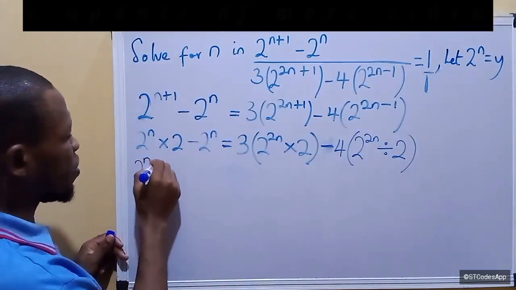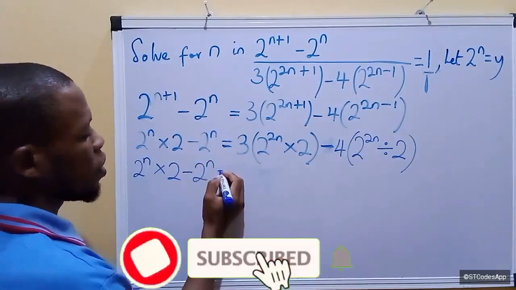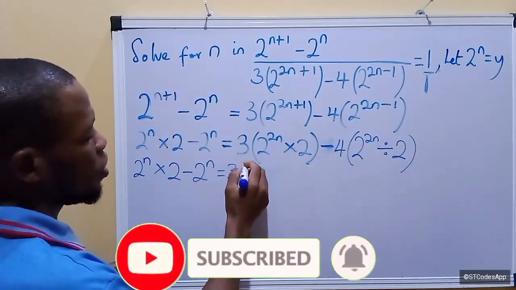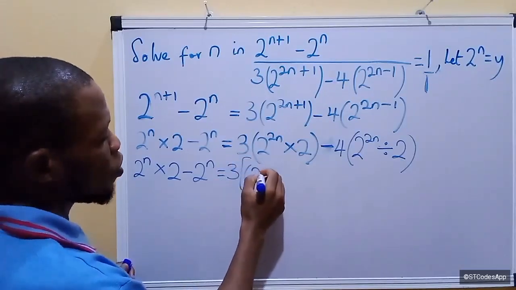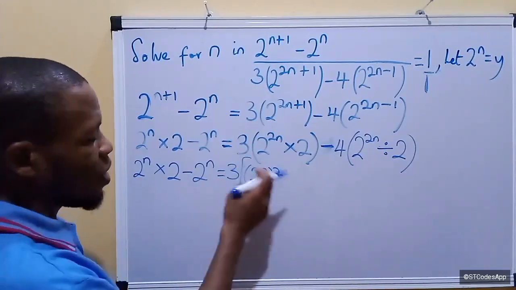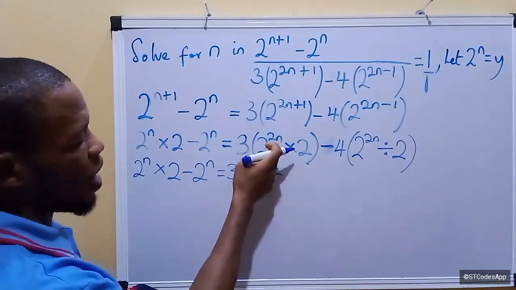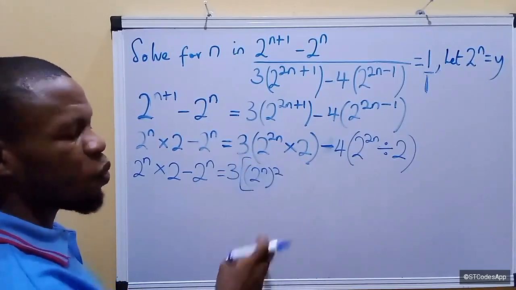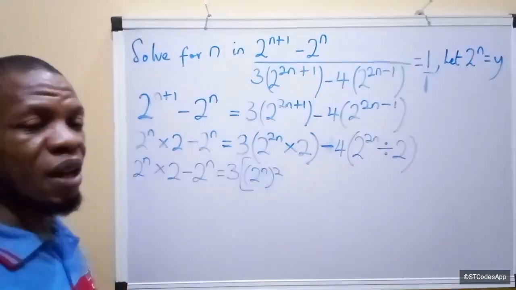2 raised to the power n times 2 minus 2 raised to the power n equal to 3 into 2 raised to the power n bracket 2. Now this is power law in expression. I just expanded what I have here, 2 times n, which is 2n, putting it in power form, whereby a base is raised to a certain power and altogether raised to another power.